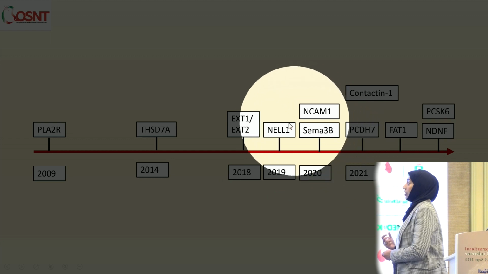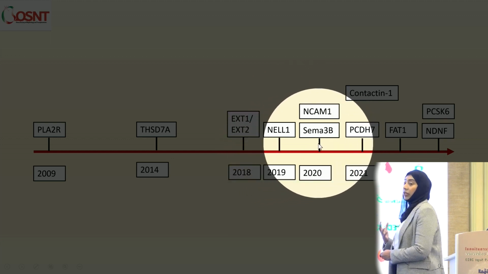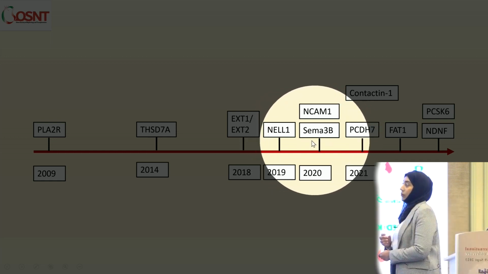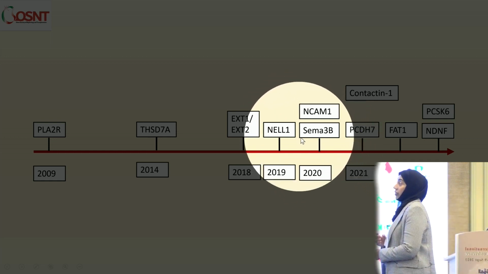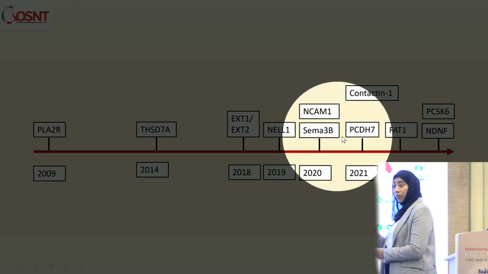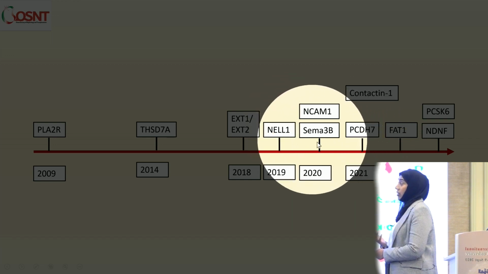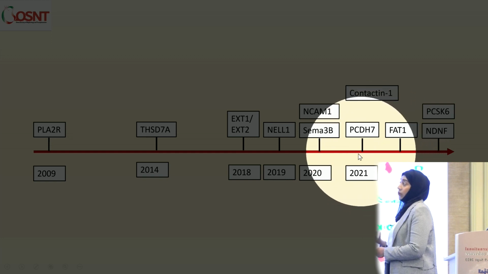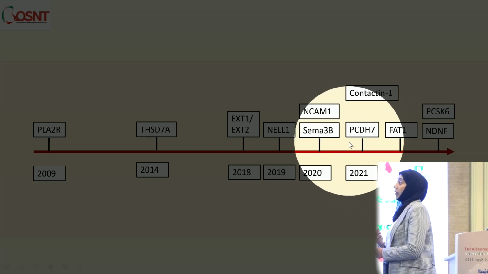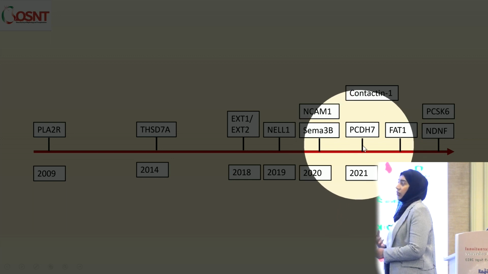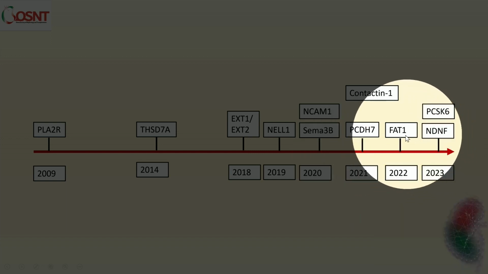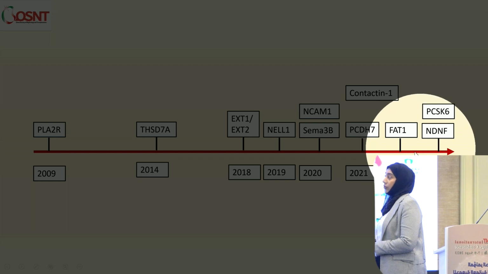For example, the second one was NELL1. NELL1 is heterogeneous, you could see it in any kind of membranous nephropathy. SEMA3B, for example, is mainly in pediatric patients and carries a worse prognosis, tends to relapse. PCDH7, for example, is found in elderly patients and has a good prognosis, and usually no complement activation on the biopsy. And FAT1, mainly in hematopoietic stem cell transplant or kidney transplant.